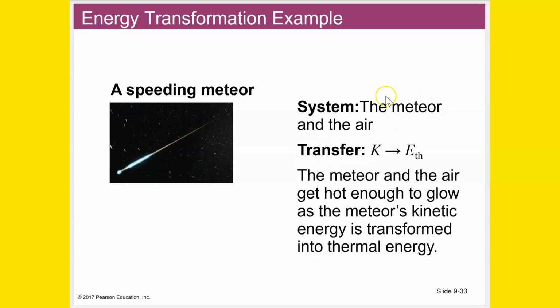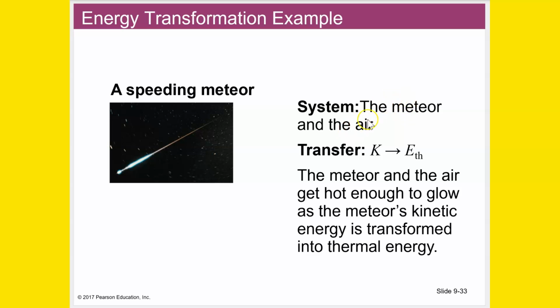If you just considered the meteor to be the system, then the air would be outside the system and would be doing work on that system. So then it would be a transference of energy instead of just a transformation of energy. The system would be changing its level of energy because of the work being done on it.